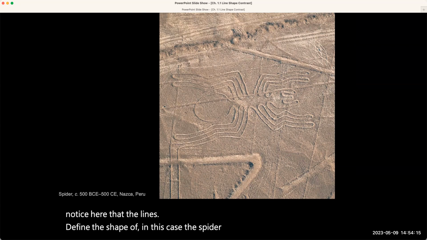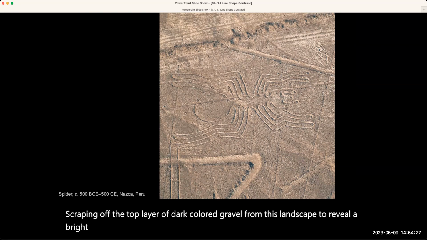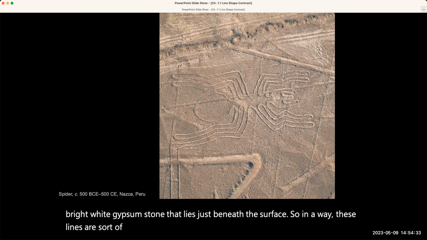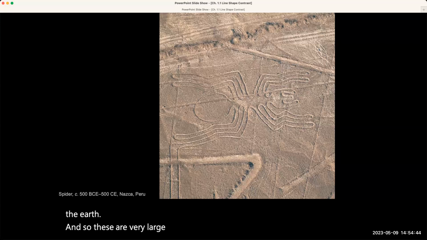So these were created by scraping off the top layer of dark colored gravel from this landscape to reveal a bright white gypsum stone that lies just beneath the surface. So in a way, these lines are sort of incised or engraved, kind of carved into the topmost layer of the earth. And so these are very large. This spider is about 150 feet long.